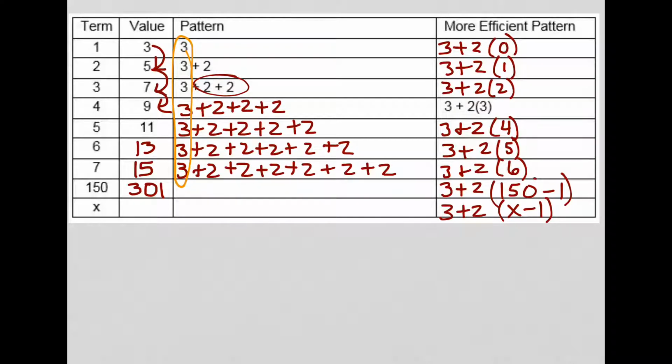Okay, so this thing that we just discovered, this pattern, is the explicit formula for an arithmetic sequence. It's explicit because it gives you very clear and detailed directions on how to get exactly there. So copy this down. This is how you're going to write every explicit formula for an arithmetic sequence. And I'm using f of x, which is the function notation again.